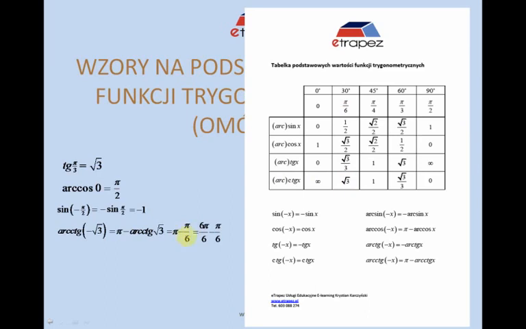The common denominator of pi and pi sixths: pi is the same as 6 pi divided by 6, right? Minus pi sixths. So in the common denominator 6, 6 pi minus pi will be 5 pi over 6. So the arccotangent of minus the square root of 3 is calculated. This is how we're going to use this table for negative values.